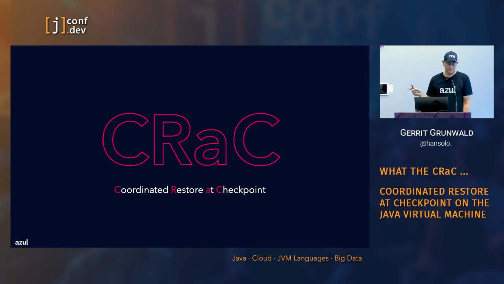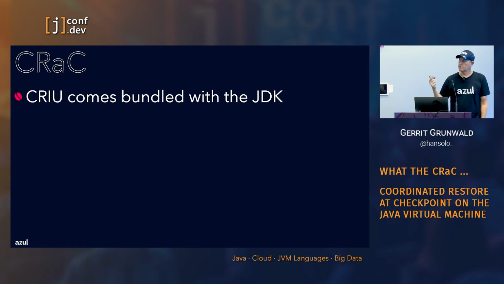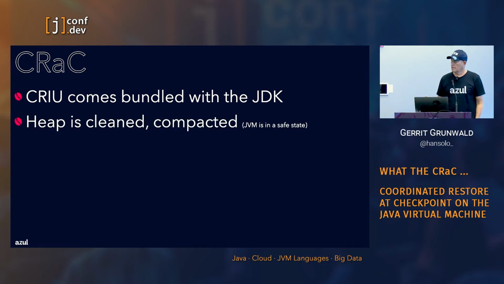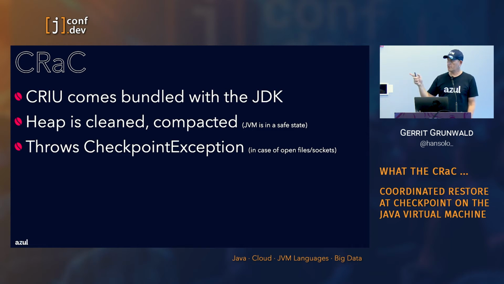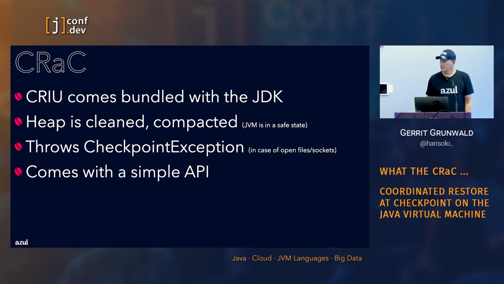So that leads me to CRaC, which is the coordinated restore checkpoint. And the big advantage here is the coordinated, right? The idea is CRaC comes bundled with a JDK, so you get a specific JDK. It's not the standard one, it's the standard one plus CRaC and some other stuff. The heap is cleaned and compacted when we create a snapshot or a checkpoint, so that means the JVM is in a safe state. It's not the cluttered heap that will be saved. Then it throws checkpoint exceptions if you have files open or sockets or database connections and you didn't close them. It will tell you there is a problem, you better take a look at that. And it comes with a pretty simple API. We come to that in a minute.